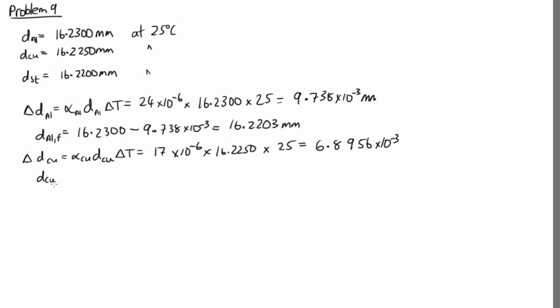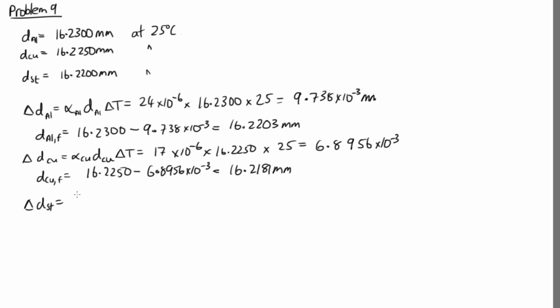So the final diameter for the copper is equal to the 16.2250 minus 6.8956 times 10 to the minus 3, which is equal to 16.2181 millimeters. Okay, now for the stand, that's the steel.